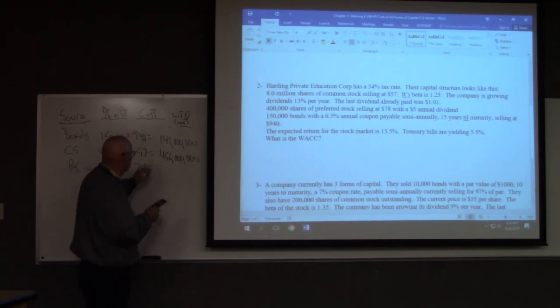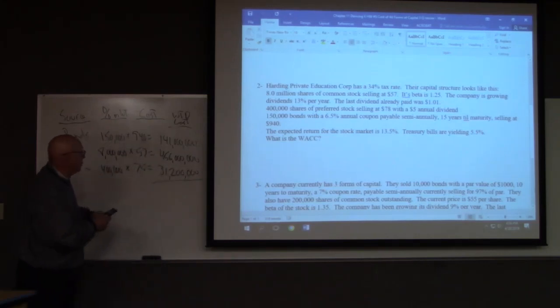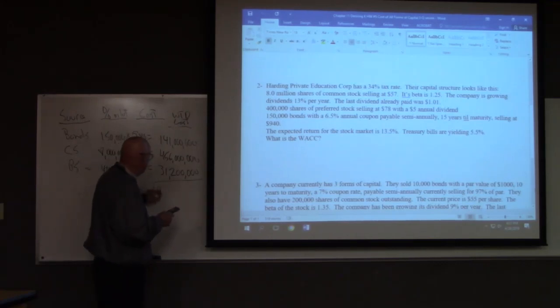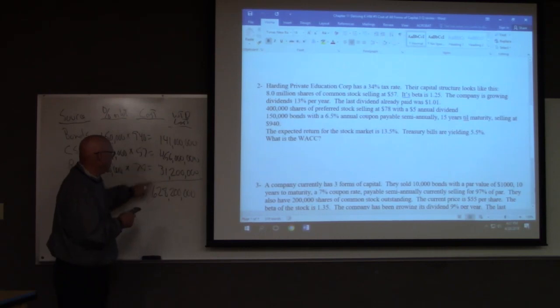And that is 31,200,000. All right, let's add them up. 141 million plus 456 million plus 31,200,000 is 628,200,000. All right, now let's divide this into this, this into this, this into this.